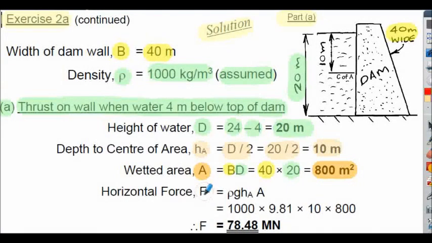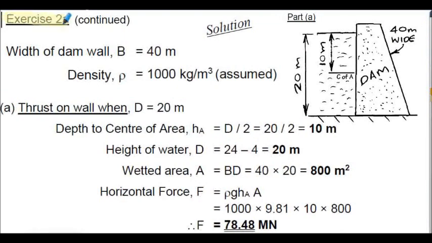So to calculate the horizontal force or thrust from the water on the dam, that's rho G, 1000 times 9.81, multiplied by HA, 10 metres, multiplied by the wetted area, 800 metres squared. So the force on the dam is 78.48 meganewtons.